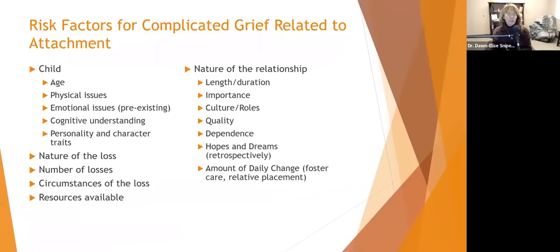Culture and roles. Some cultures are very family oriented, where lots of people take care of Junior. So there's lots of, not primary caregivers, but there's lots of secure attachments that are formed, and that can be helpful if there are other people in there.